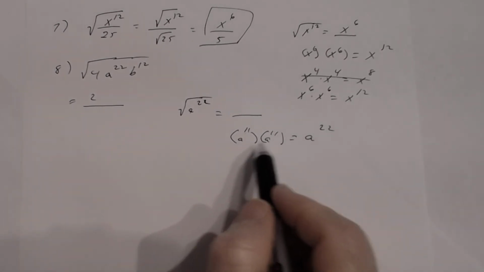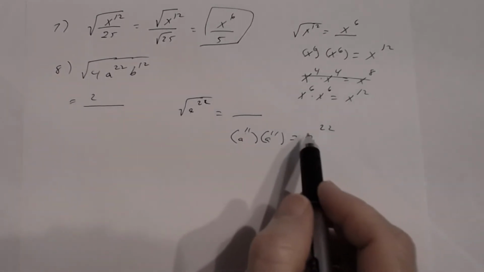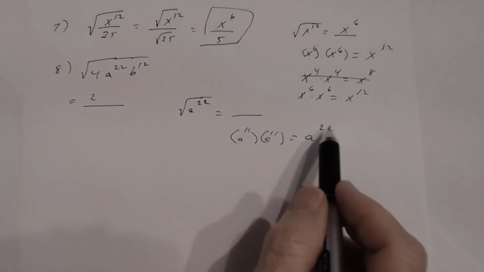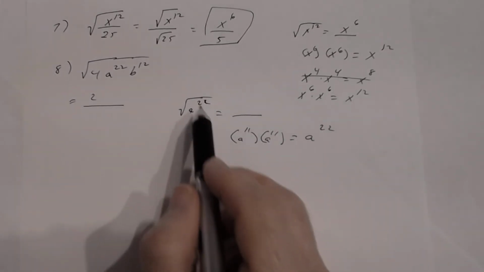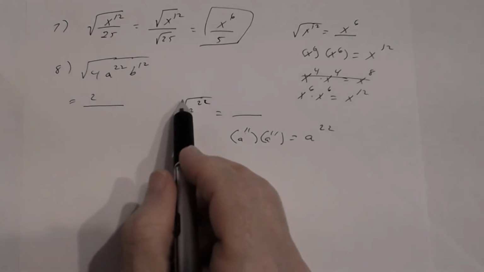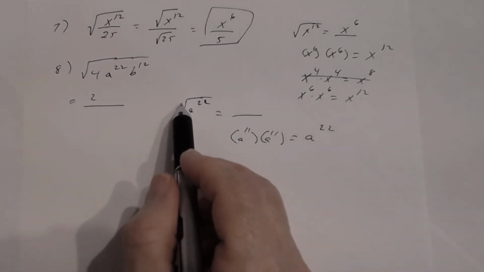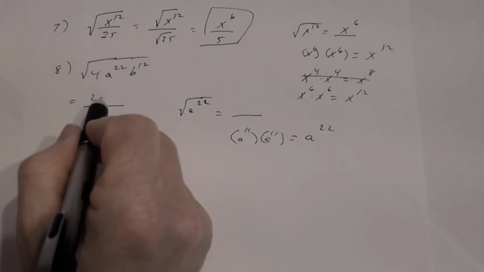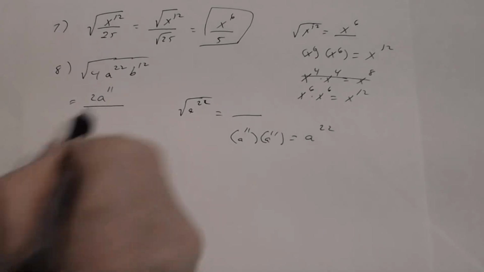So what times itself twice is a to the 22nd power? Well, I can easily find that exponent by just dividing this exponent by 2, by that index. See, there's no number there. Remember, that's a square root, so there's no number there. That's understood to be 2. Okay, so I get 2a to the 11th power.